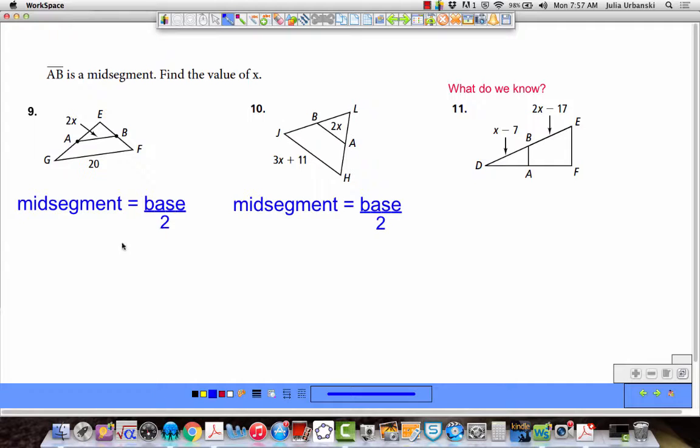Okay, the mid-segment. Write this down right here, and you can abbreviate. Mid-segment can be MS. Mid-segment equals the base divided by 2. That's the rule. Whether you do it in your head or whether you see another way, this is the rule that you're going to do.